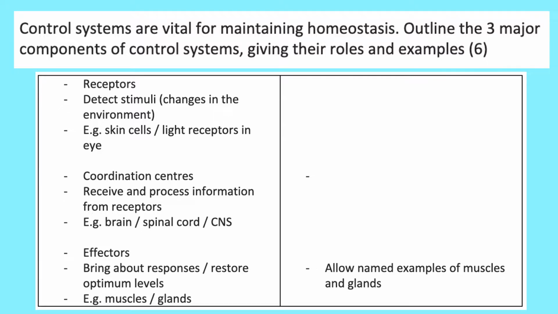So that information is then passed from the coordination centers to the effectors. So the effectors are muscles and glands, and they will bring about a response in order to restore optimum levels. So they make sure that you are able to respond to changes in your environment in order to maintain homeostasis. So that could either be through muscles, that would be movement, you'd make a movement to respond to the stimuli, or a gland, so that would be secreting a hormone, for example, in order to maintain homeostasis within your body.